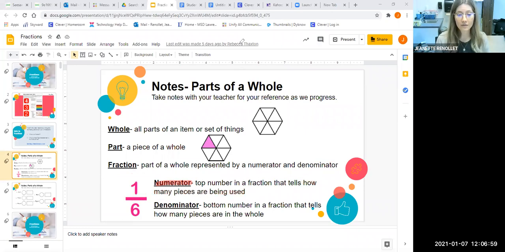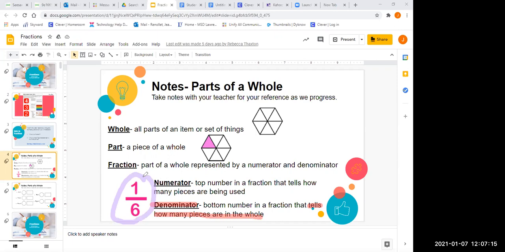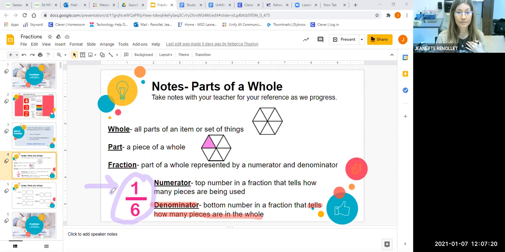The denominator of a fraction is the bottom number. It tells how many pieces are in the whole. So for this example, 1/6, I know it's talking about a unit fraction because the numerator is 1. And I know that there are 6 equal parts because the denominator is 6. Fractions represent a number, and they are really helpful to us as mathematicians.